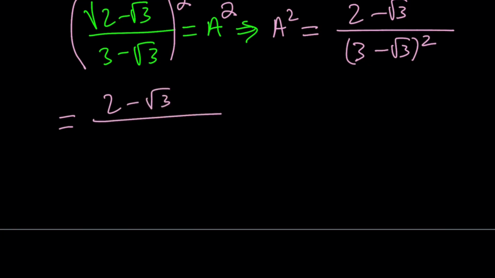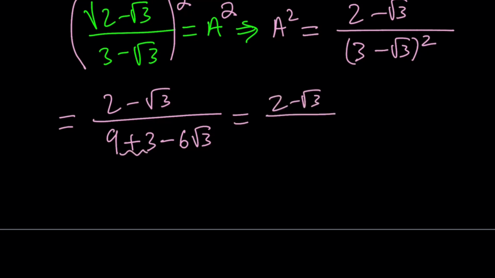If you square a minus b, you know the drill, right? Hopefully. a squared plus b squared minus 2 times a times b. Or can I just write it as 6 root 3? Allow me to do this. Shouldn't be too hard. And now 9 plus 3 can be added. And that's going to give me 12 minus 6 root 3.